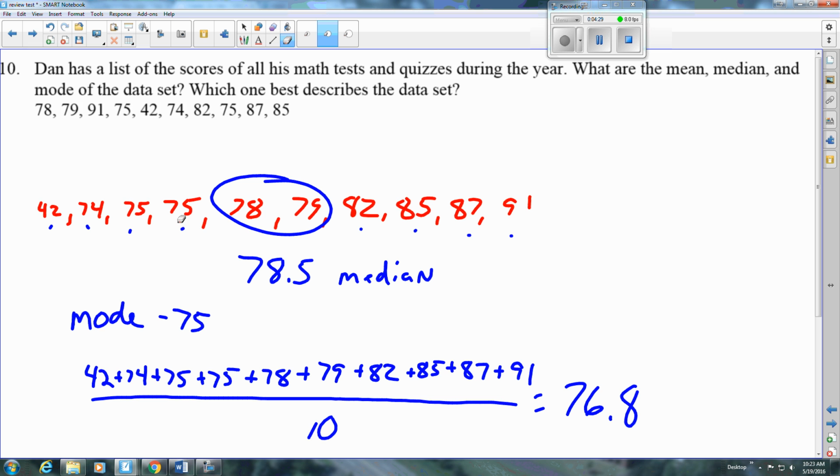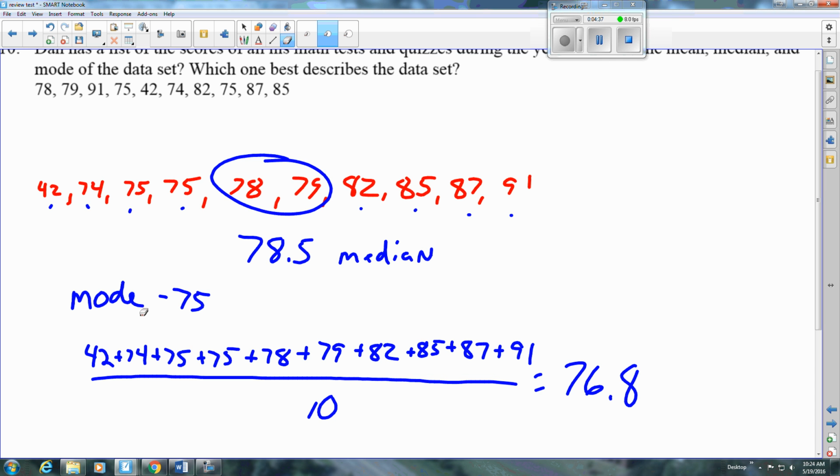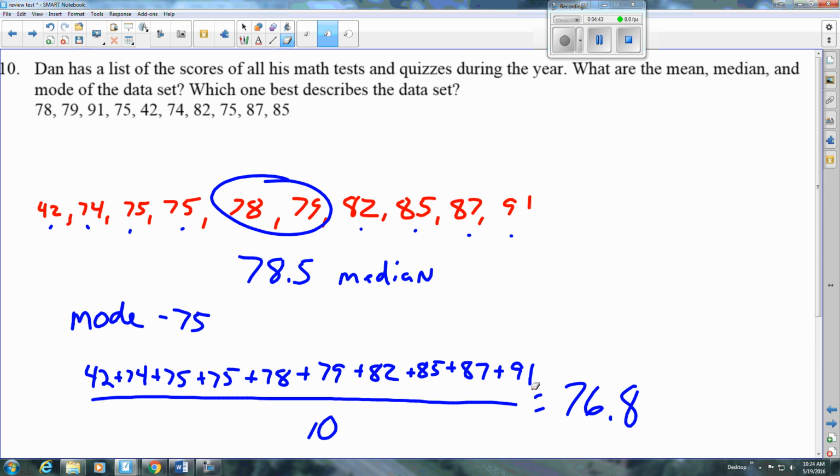So you'd go through, put them in order from least to greatest. The median is going to be 78 plus 79 divided by 2, which is 78.5. The number that came up the most often is 75. And the mean is going to be the average, which is 76.8.